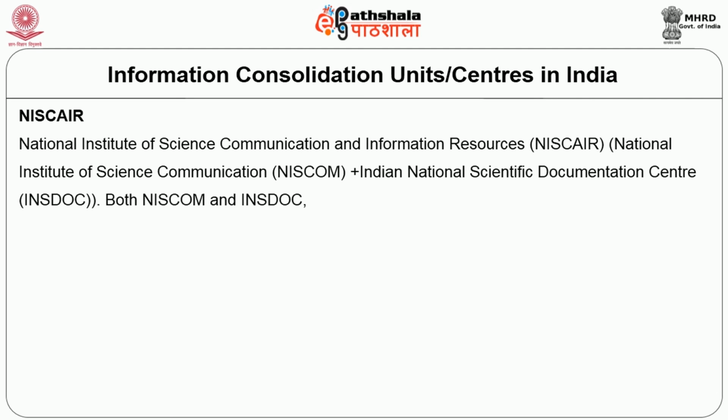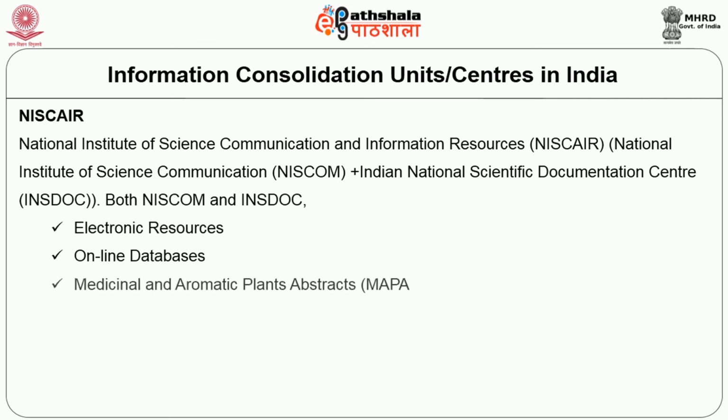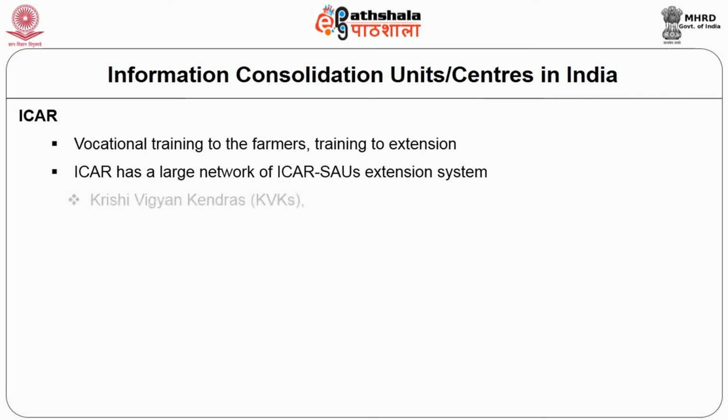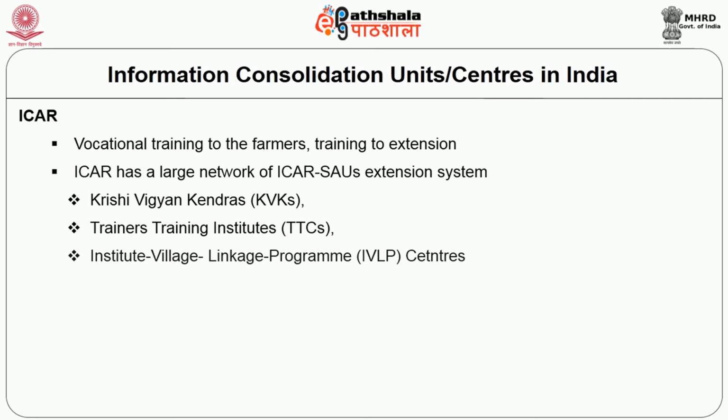Information analysis and consolidation activities are being carried out by several information centers. Moreover, R&D establishments, notably within the field of science and technology, also carry out various IAC products for the advantage of different user groups. Some of them are NISCAIR, which provides electronic resources, online databases, and medicinal and aromatic plants abstracts. ICAR, which provides vocational training to farmers and training to extension workers. ICAR has a large network of ICAR and SAU extension system: Krishi Vigyan Kendra, training institutes, Institute Village Linkage Program, and agricultural technology information centers, etc.